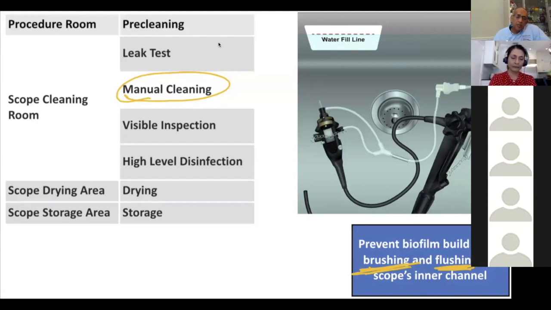So this is probably the most labor-intensive part of the whole high-level disinfection. It does take a lot of time, and it does take a lot of water. You clean it in 3 different tanks, and each tank will take at least between 8 to 10 gallons of water, along with a lot of detergent to clean that.